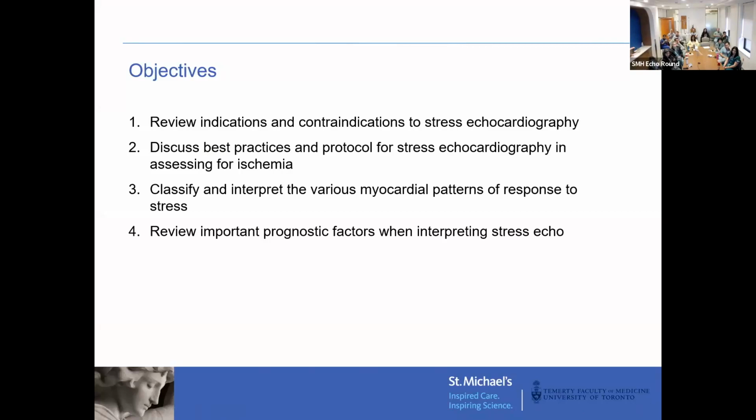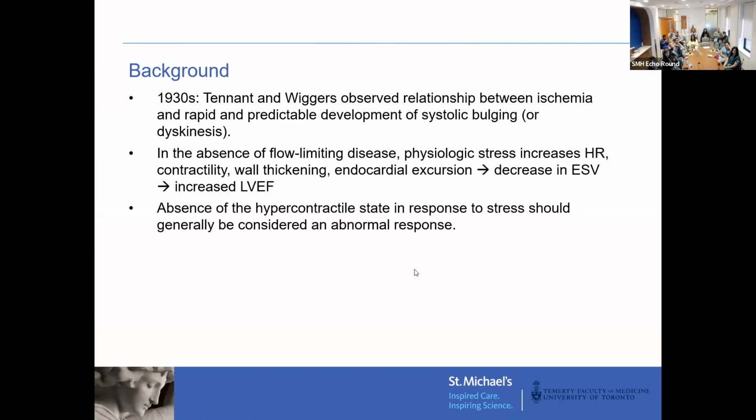these stress echo studies. Just a very quick background, stress echo dates back to the 1930s when Tennant and Wiggers originally observed this relationship between ischemia and rapid and predictable development of systolic bulging or dyskinesis. And they found that in the absence of flow-limiting disease, you typically have an increase in your heart rate, your contractility, wall thickening, and endocardial excursion, all of which results in a decrease in your end systolic volume and an increase in your LV ejection fraction. And if you have an absence of this hypercontractile response, then that should be considered an abnormal response.